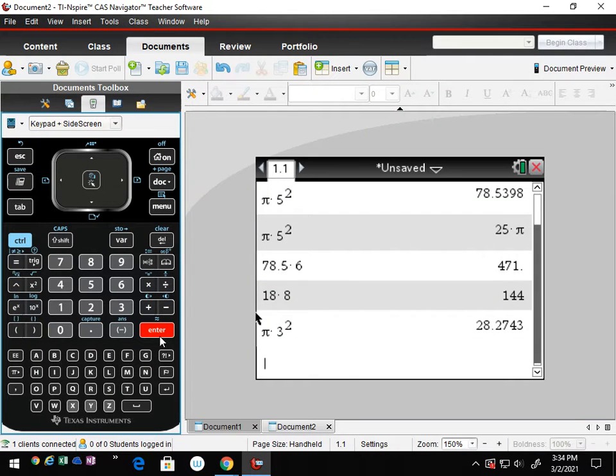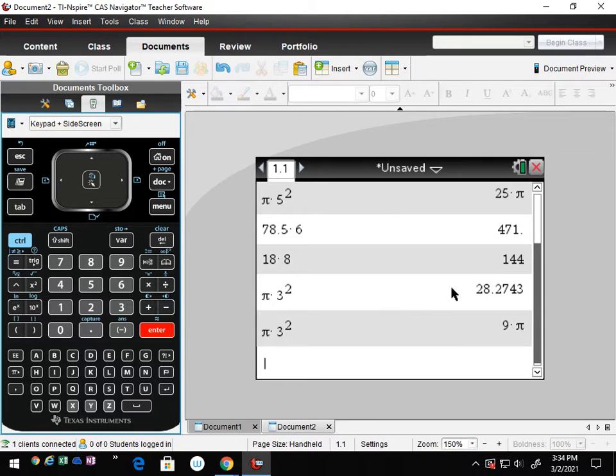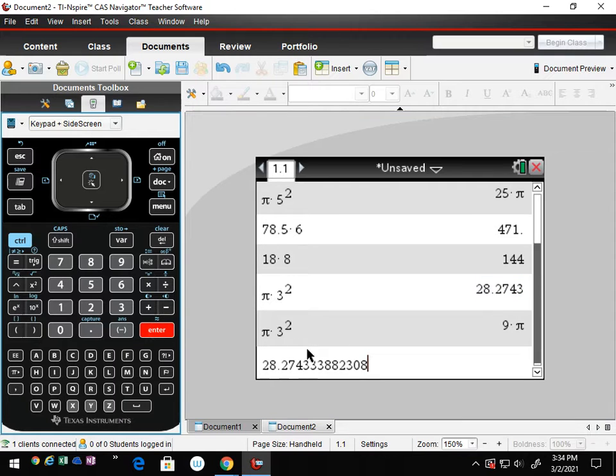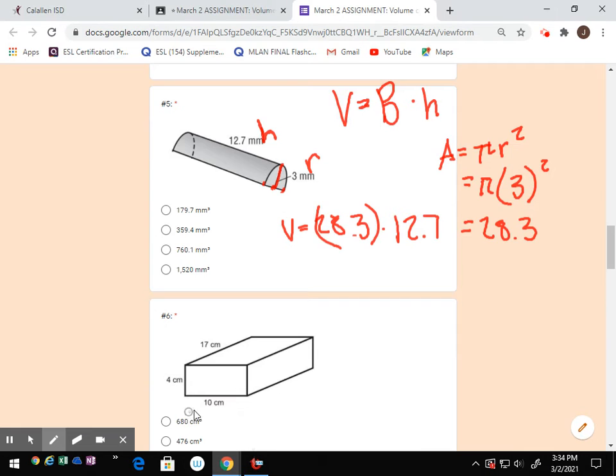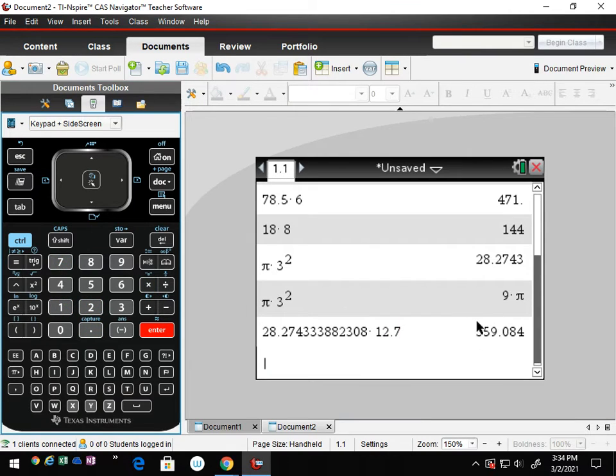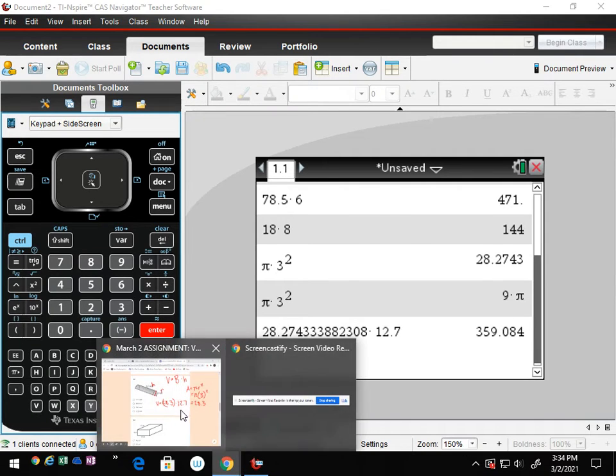We'll just use this number, so we'll just press enter again. Or nope. We'll go here. So here's our number, okay? And then we're going to multiply it by, what was it? 12.7. Multiply by 12.7. We see our answer is 359.1. Okay? Well, let's go look at our image real quick.